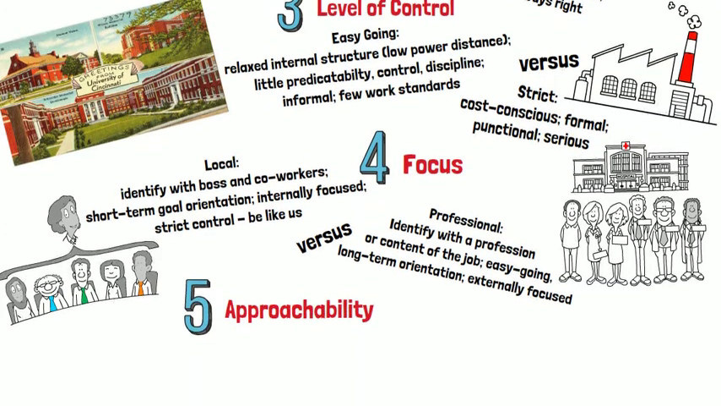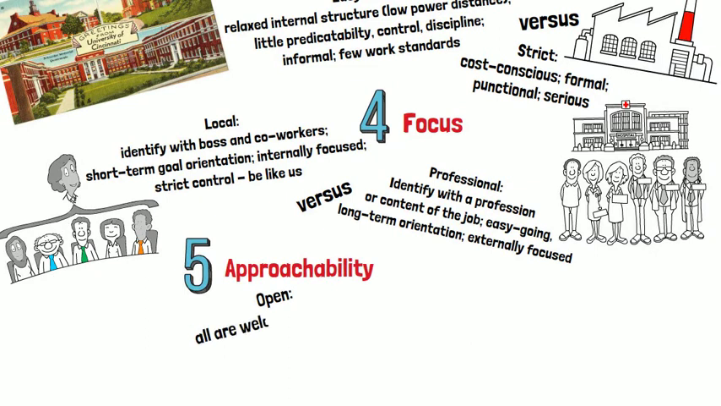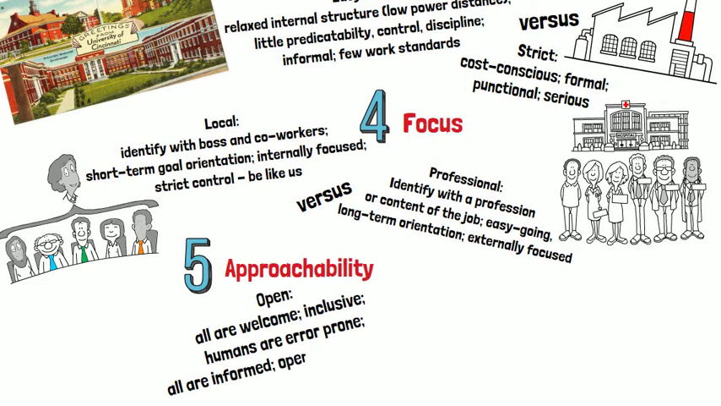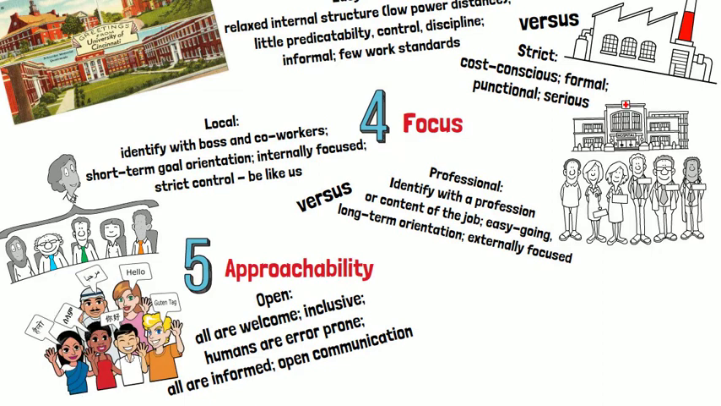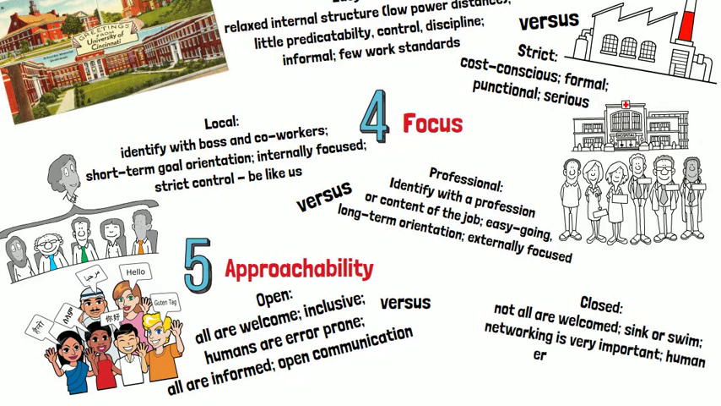The fifth dimension that we can look at is approachability, and this is how open or closed the organization is to other people. In an open organization, you have that feeling that everyone is welcome, it's inclusive, there's an acceptance that humans are error prone and all are informed, and there's a lot of open communication. This is versus the closed system where not all are welcome. You sink or swim. Networking is very important, and human errors can be fatal.